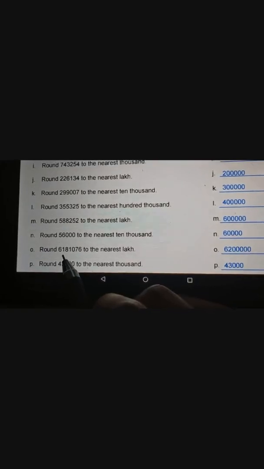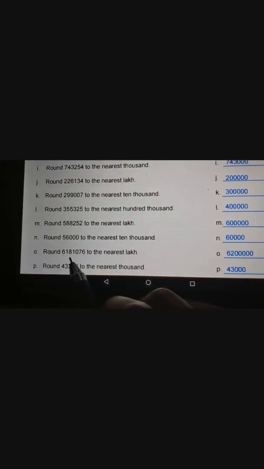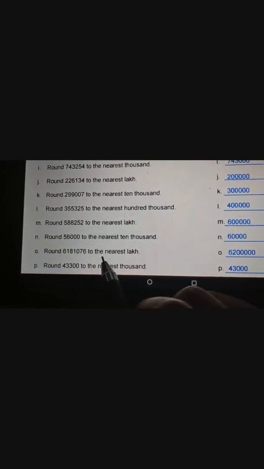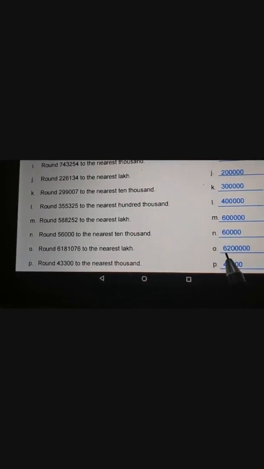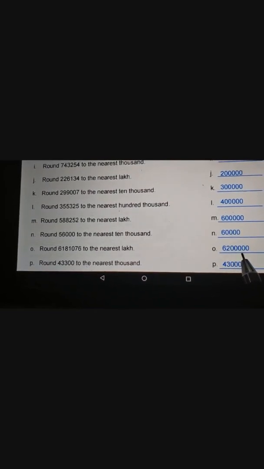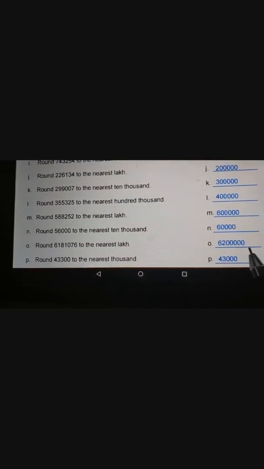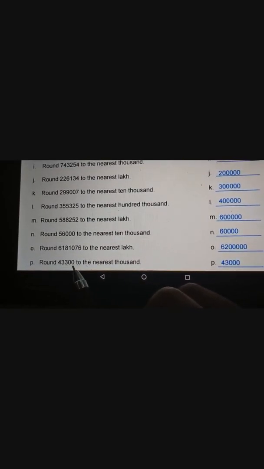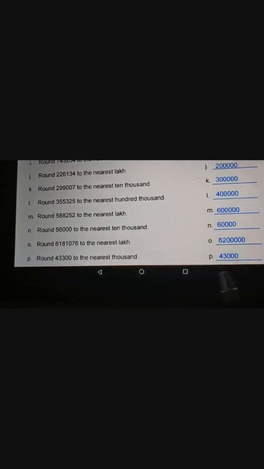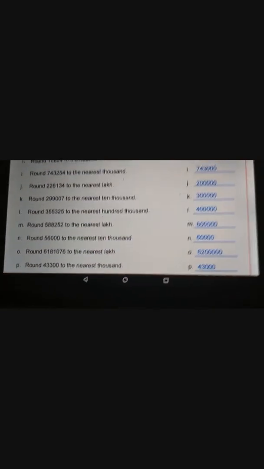Round off 61,81,076 to the nearest lakhs. So answer is 62 lakhs. Then round off 43,300 to the nearest 1,000. So answer is 43,000.